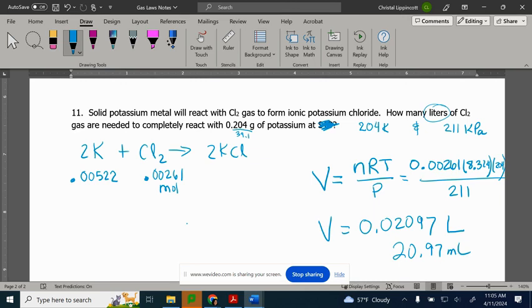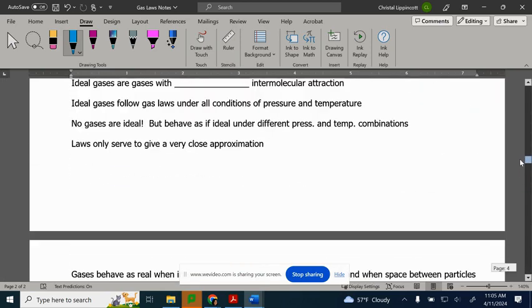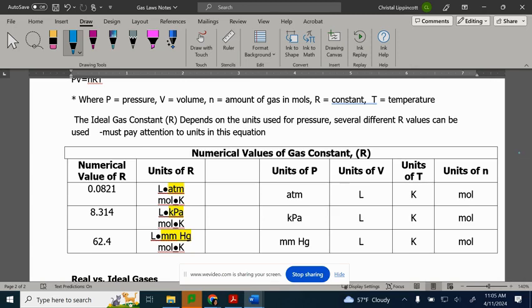What did I do? Yes. So my pressure is in kilopascals. So for my R value, that's driven off of what your pressure is given in. So if we go back up to the notes from yesterday, you will see that when pressure is given in kilopascals, our R value is 8.314. Good. And I'm letting you use one of these on your quiz today, and it has those R values on here for you. So you don't have to have them memorized.